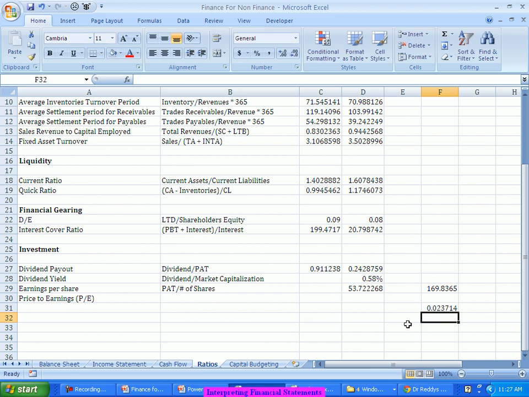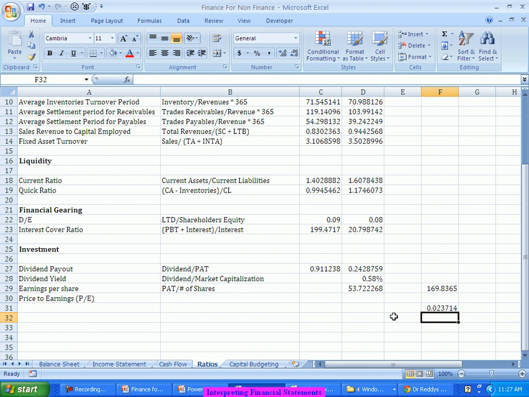If you buy the share today at this price, even if the company is giving everything it has generated as profit in the form of dividend, still your return for the year is only 2.37%. So the higher the number is, those companies are more preferred by the investors.